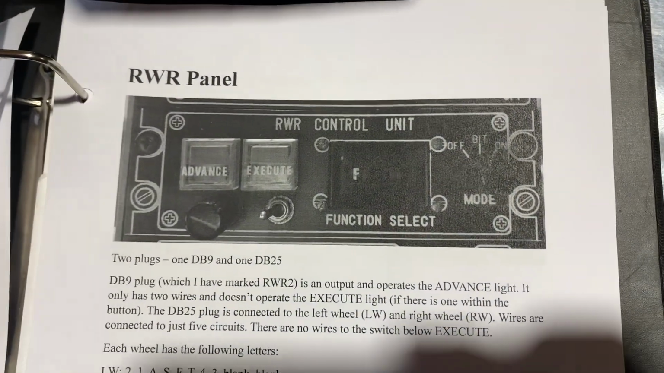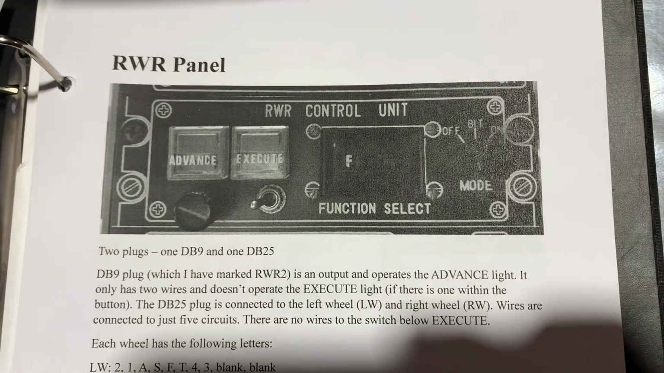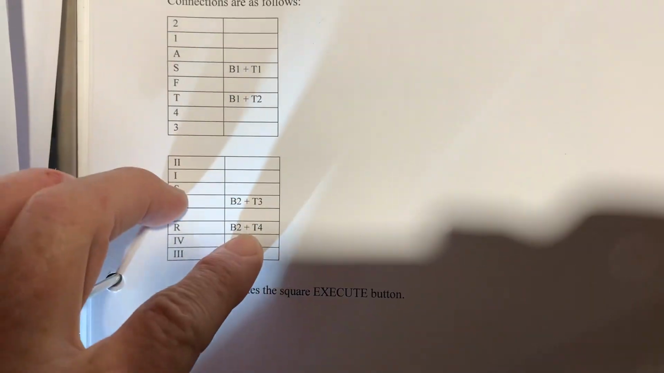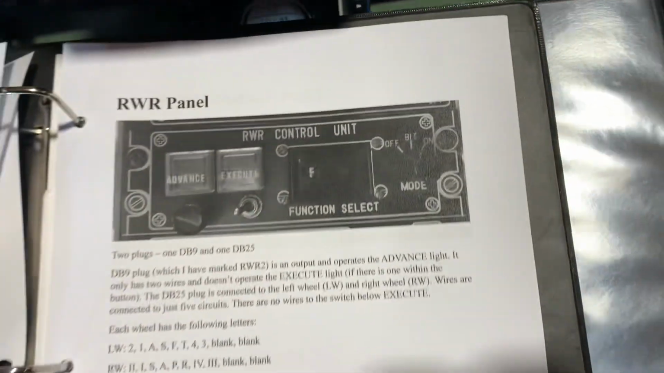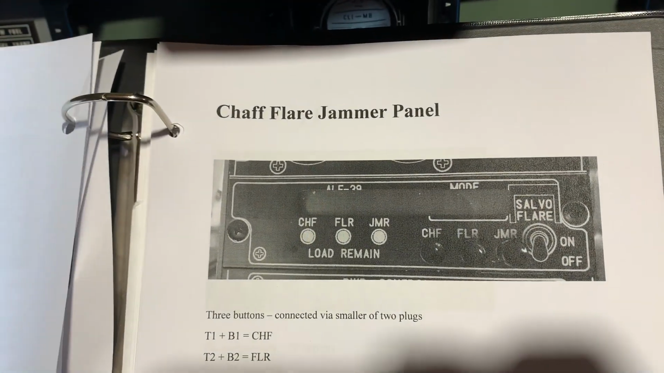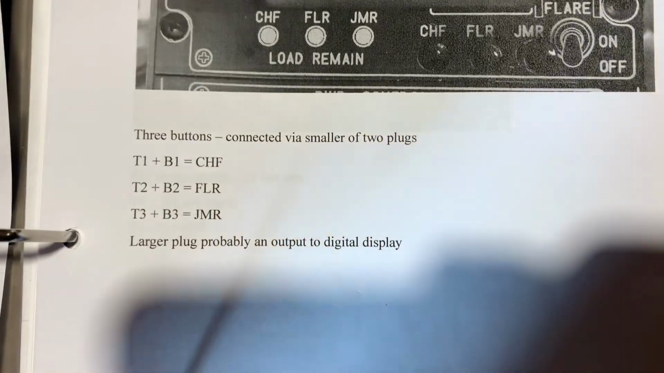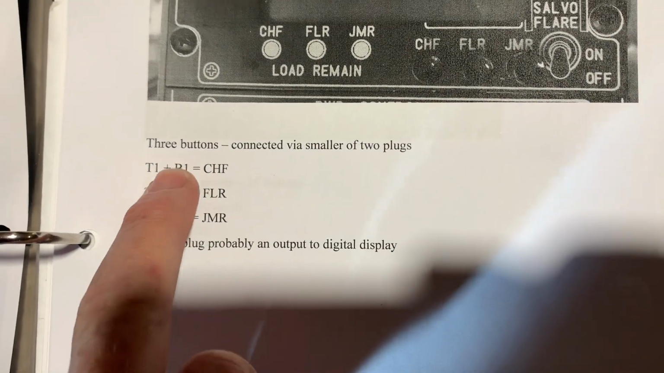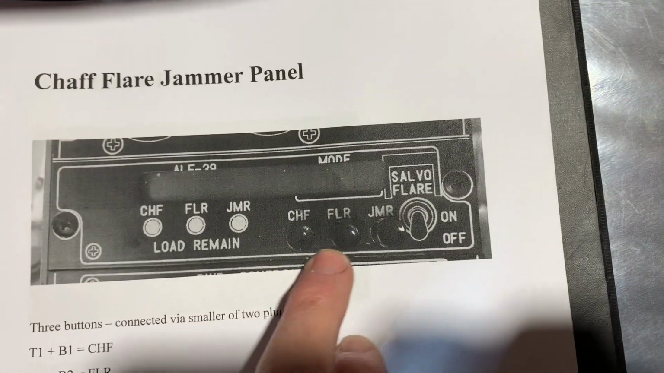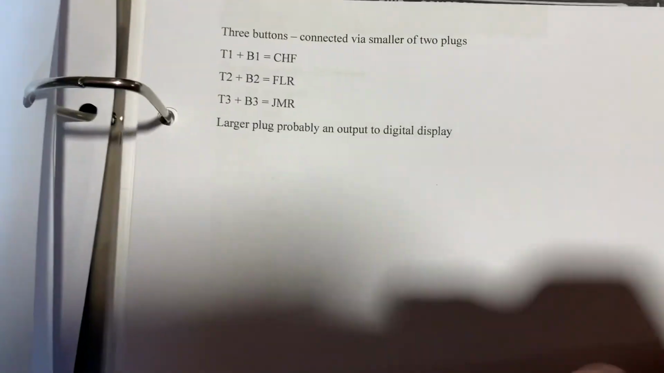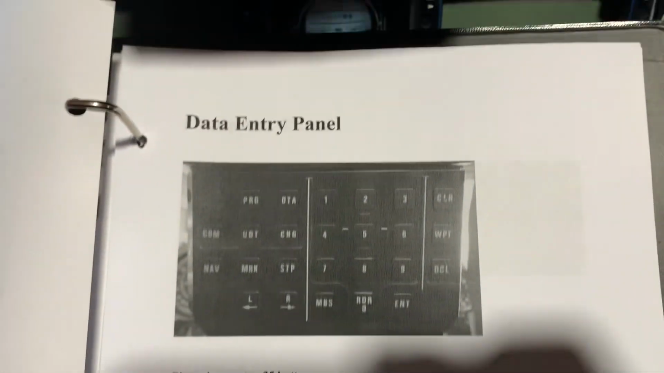So I've worked through, there's the radar warning receiver panel. It only had four connections through here on a couple of the wheels. There's the chaff flare jammer panel, and again, it only had three connections here, and that was for the chaff flare and jammer. So that'll make life a lot easier.